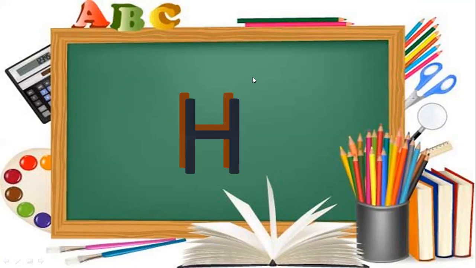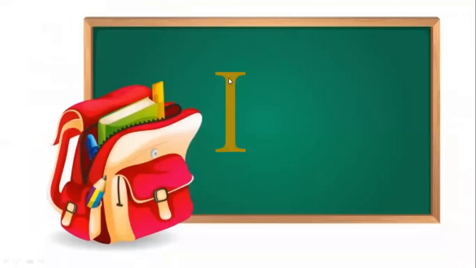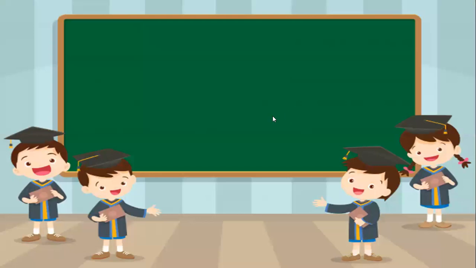Okay, letter H. Now our next letter is I. It's too easy. Draw a small sleeping line at the top and then from the middle of the sleeping line draw a standing line and another sleeping line at the bottom. And this is our capital letter I. Small letter I: draw a standing line with a small sleeping line at the bottom and a small dot at the top. This is our letter I. Okay.